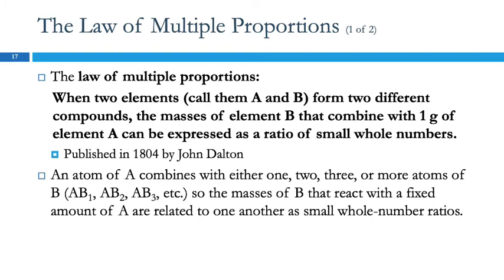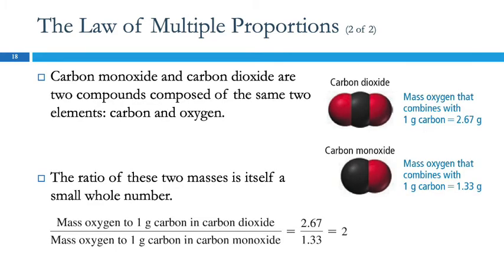Still not so great. What's happening is, you know, we can have a formula where there's one atom of A and one atom of B, or one atom of A and two atoms of B, one atom of A and three atoms of B, because they're individual particles. So basically what this comes down to is if you look at the ratio of oxygen to carbon in both substances, like we looked at for constant composition, if you take the ratio of the ratios, you get a whole number, which is really kind of crazy.